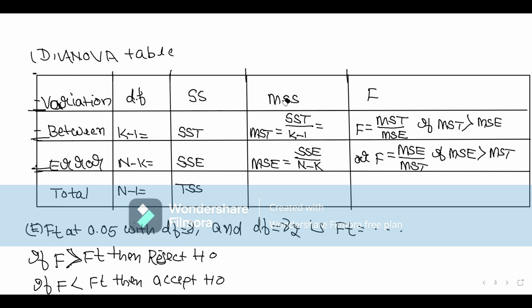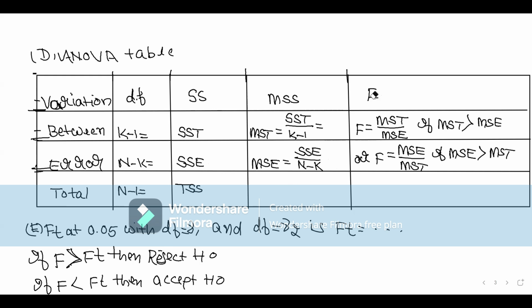Then, next, MSS. This is mean sum of squares. MST equal to SST divided by K minus 1. SST divided by K minus 1 gives MST. You calculate and write here. Then next, MSE equal to SSE divided by N minus K. Look here, SSE divided by N minus K. This divided by this. Calculate and write here.